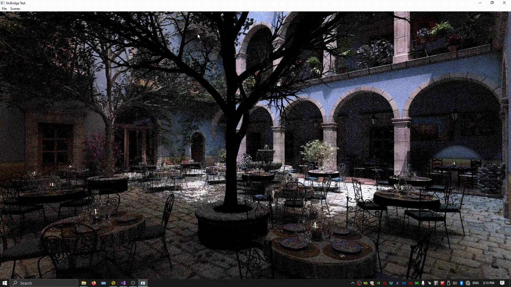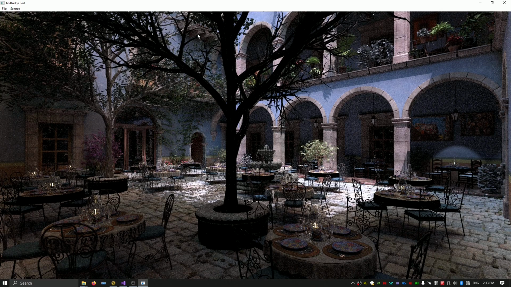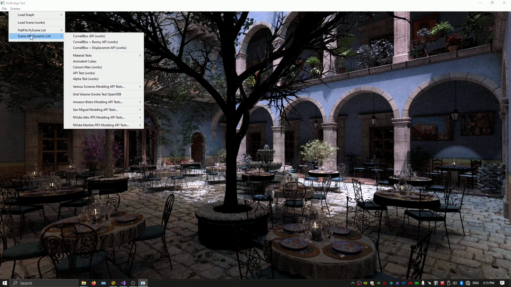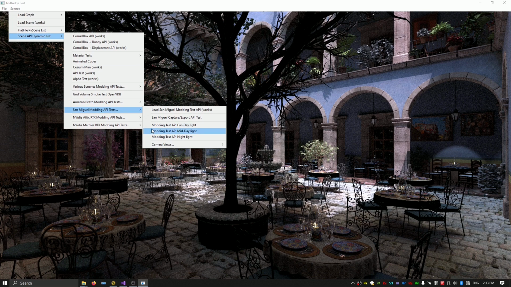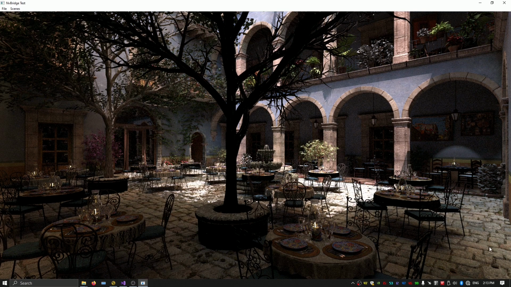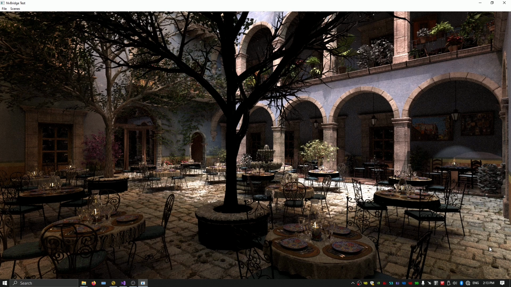So we are now on to the second scene. This one again is another real world location, but we're no longer in France, so we are now in Mexico. And the scene is actually entitled San Miguel. I don't know the name of the person who modeled the Amazon Bistro scene, but I do know who modeled this one, and I'm sorry if I don't get the name right. Obviously the first name is easy, Guillermo, but then after that is Leo Laguno.